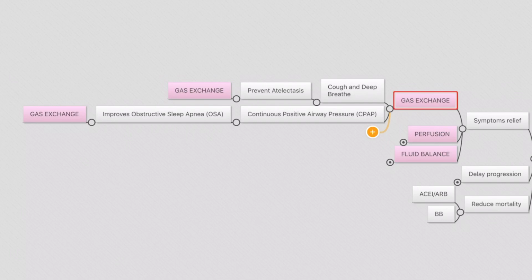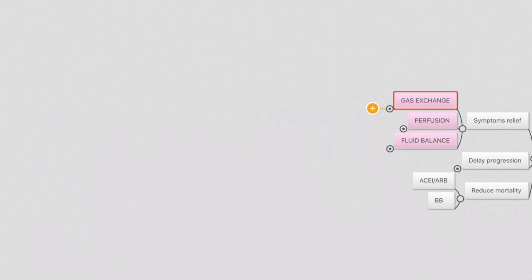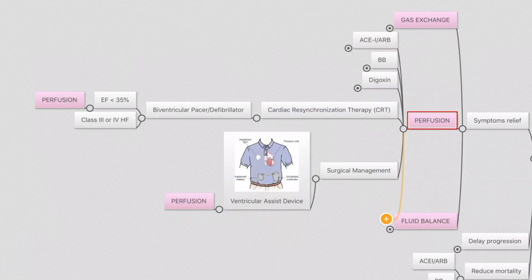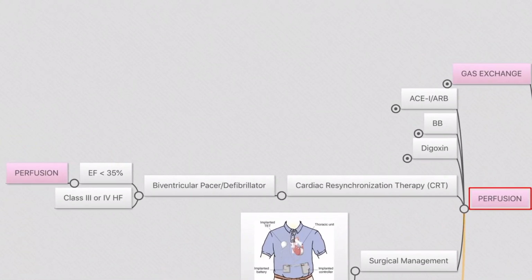If a patient has obstructive sleep apnea, they can use a continuous positive airway pressure like a CPAP to promote gas exchange. Now for perfusion, you can use pharmacological interventions such as ACE inhibitors, ARBs, beta blockers, and digoxin. You also can use other therapy such as cardiac resynchronization therapy, like a pacemaker, or you can do a surgical management. So we're going to go over the medication first to help with perfusion.